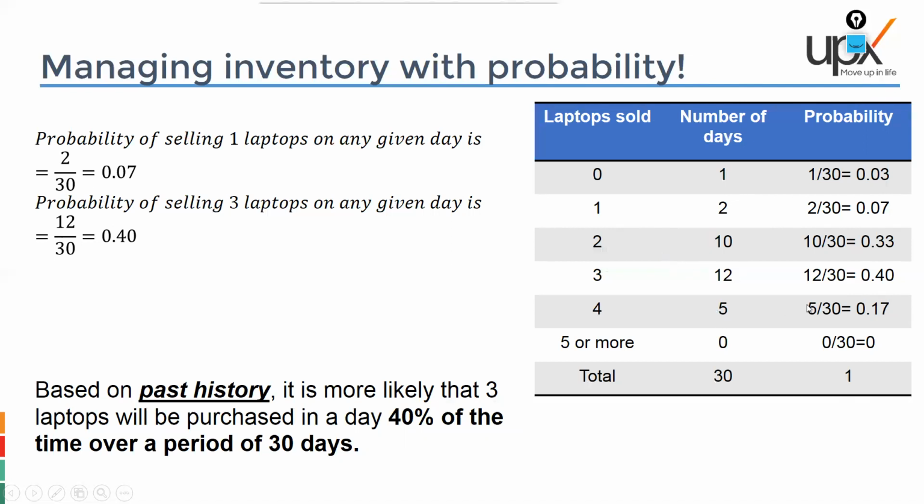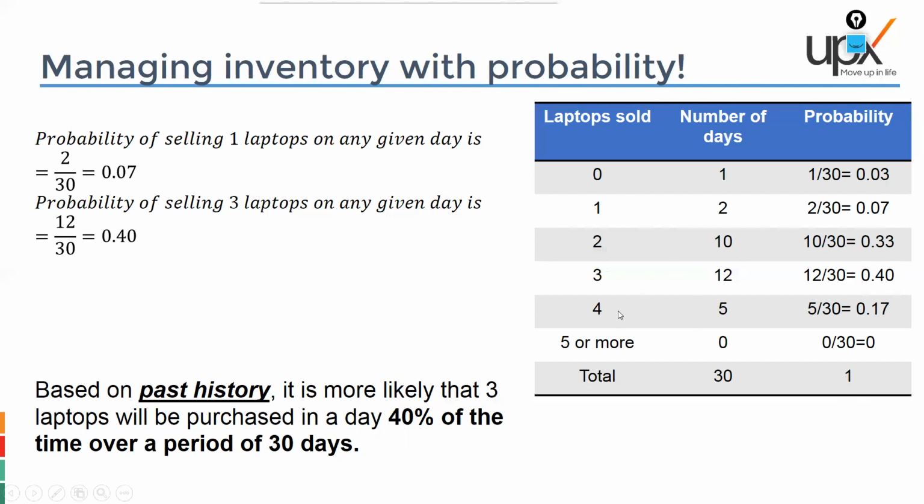The probability of you selling 4 laptops on a single day is 5 by 30, which is 1 by 6, which is close to 0.17. And based on past history, can you say that you will sell at least 5 laptops on any day? No, you don't have the confidence because that never happened. The probability is 0 by 30. You can never say that based on past history, 3 laptops will be purchased in a day.